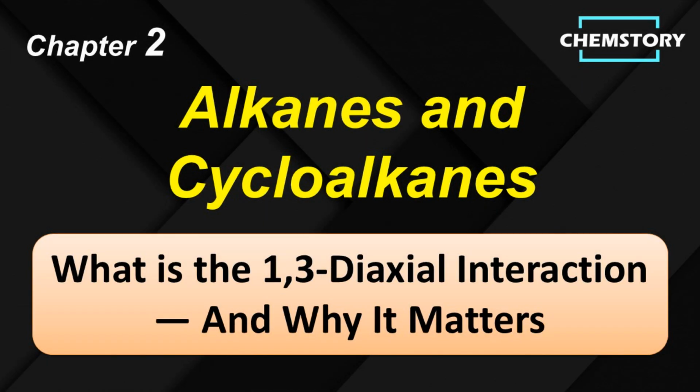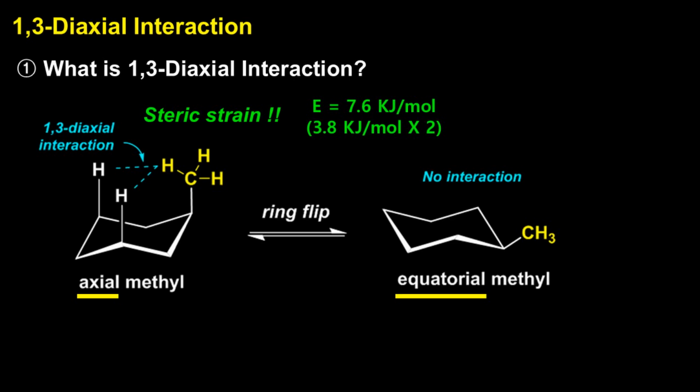Today we're diving into an important steric effect in substituted cyclohexane, the 1,3-diaxial interaction. Ever wondered why bulky groups always seem to prefer the equatorial position in cyclohexane? Well, the answer lies in the 1,3-diaxial interaction. By the end of this lesson, you'll understand what 1,3-diaxial interactions are, why they happen, and how they affect the stability of a molecule. Let's get started.